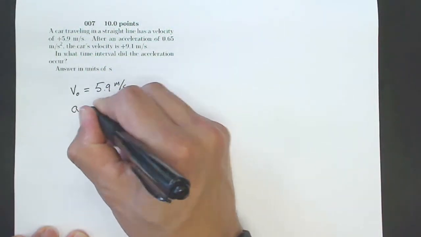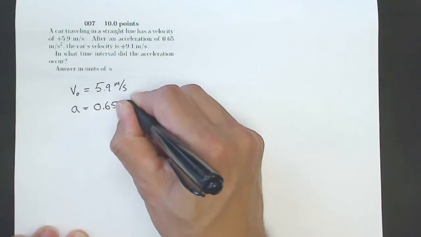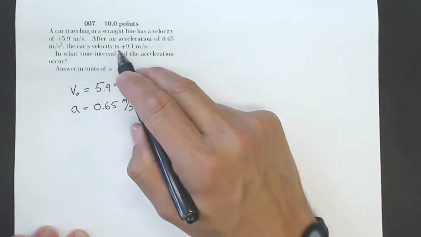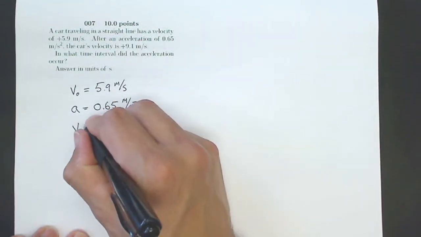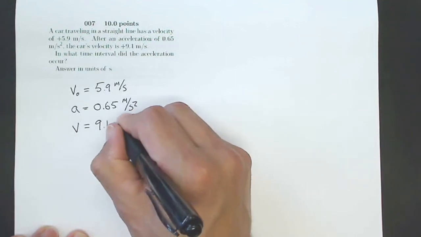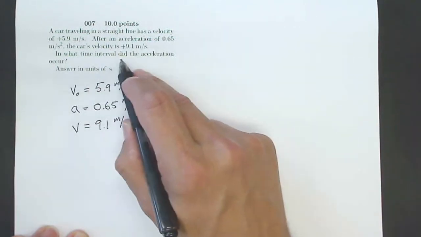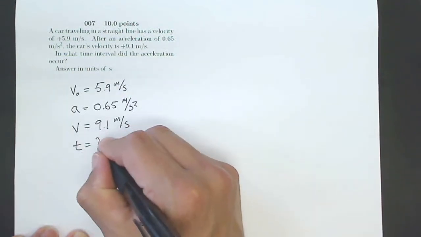My acceleration is 0.65 meters per second squared. The car's velocity is positive 9.1 meters per second. So my final velocity is 9.1 meters per second. In what time interval did the acceleration occur? So what I'm doing is I'm looking for a time.